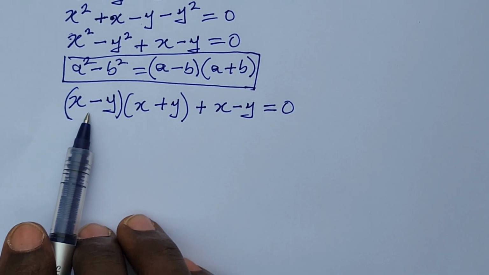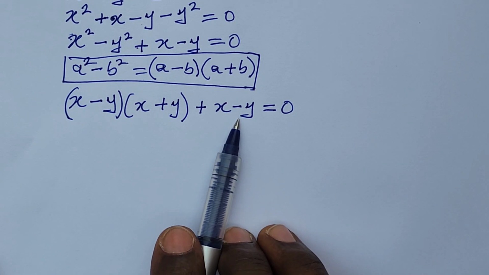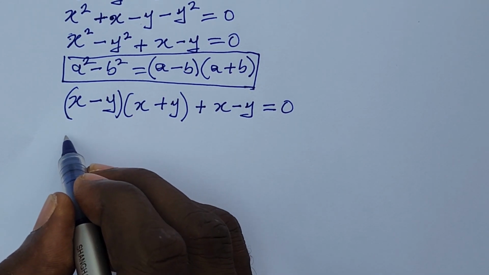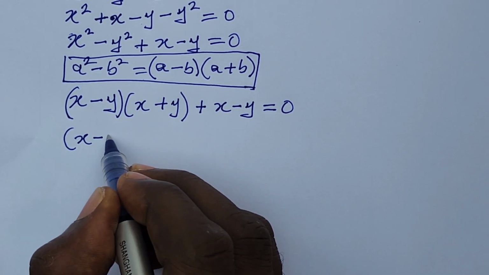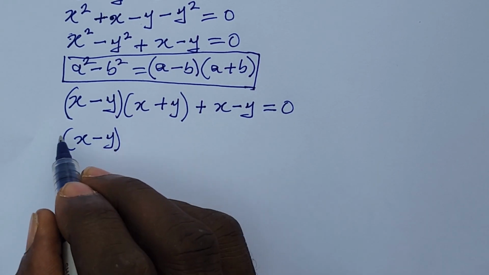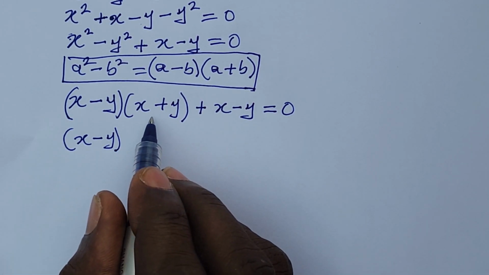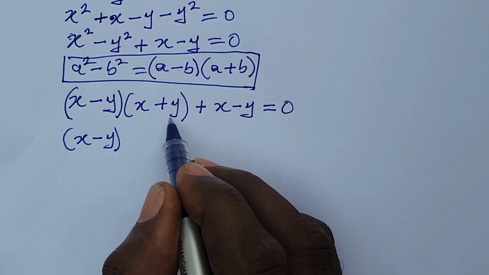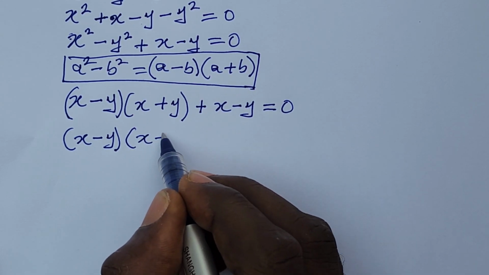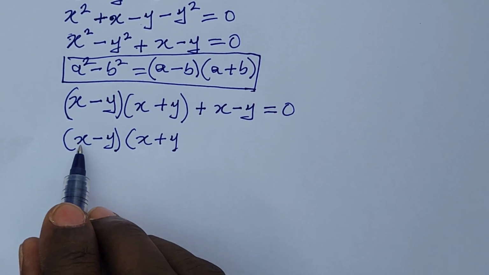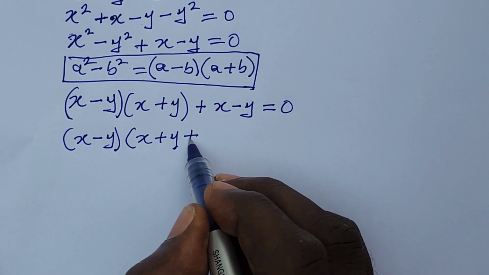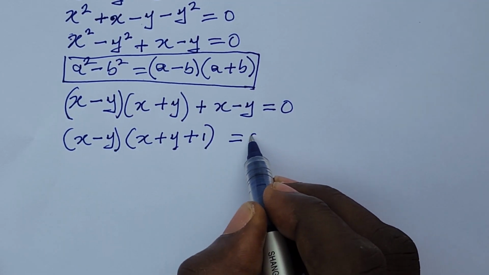You discover we're having x minus y in both terms. So let's factor x minus y out. We have x minus y close bracket. If we use this to divide the first term, we're left with x plus y. If we use this to divide the other term, we're left with plus 1, equal to 0.